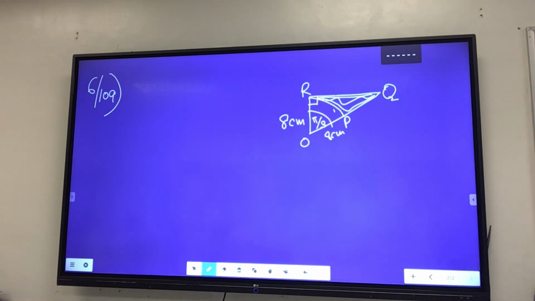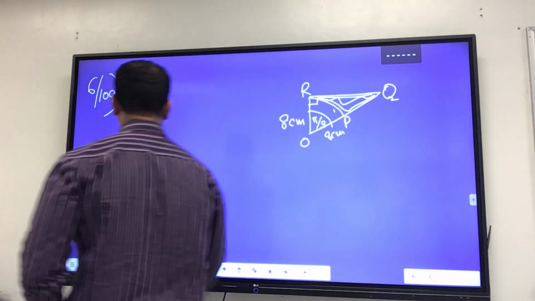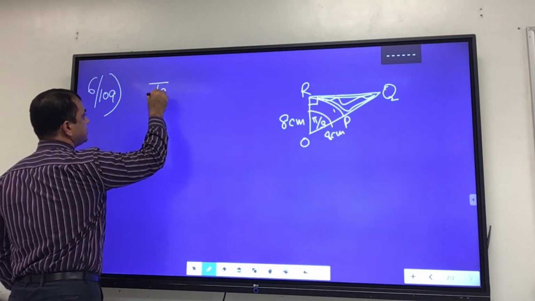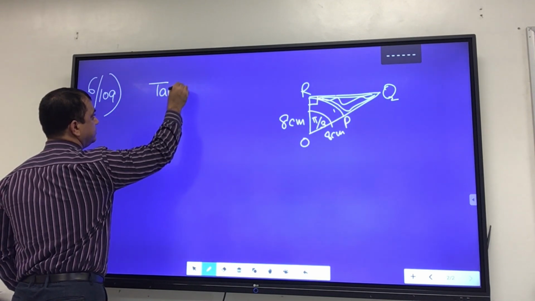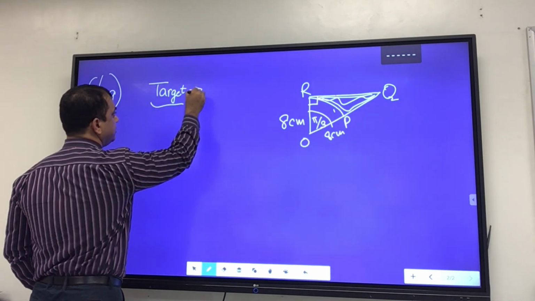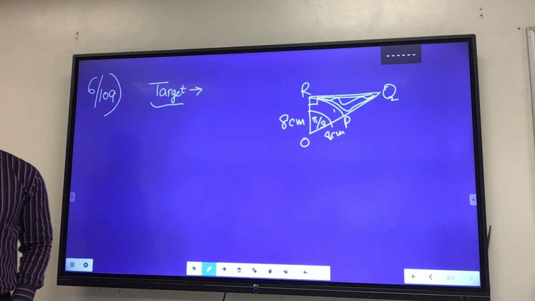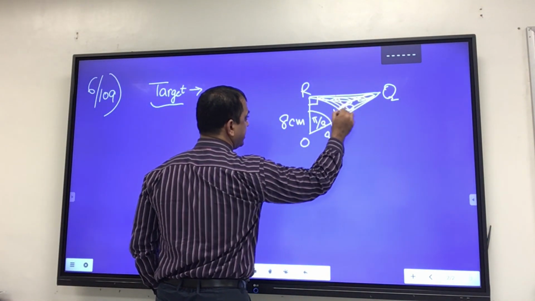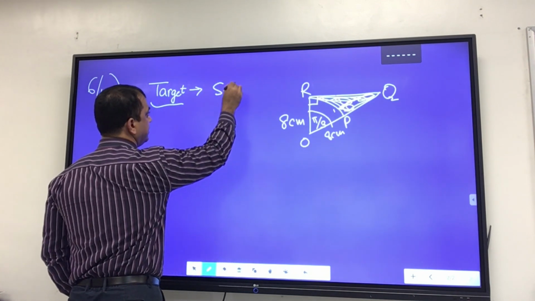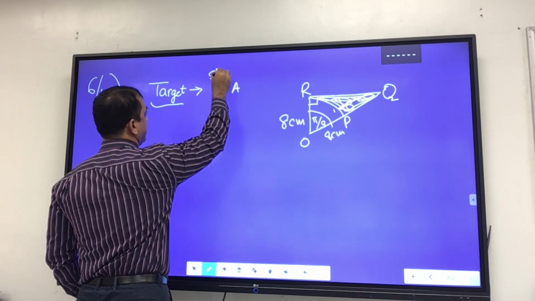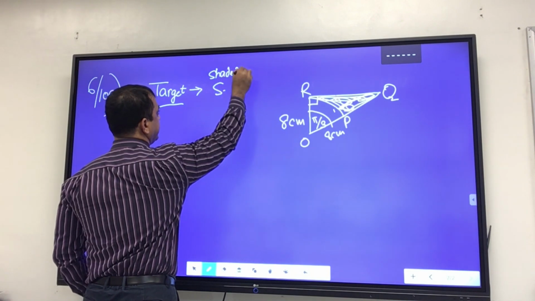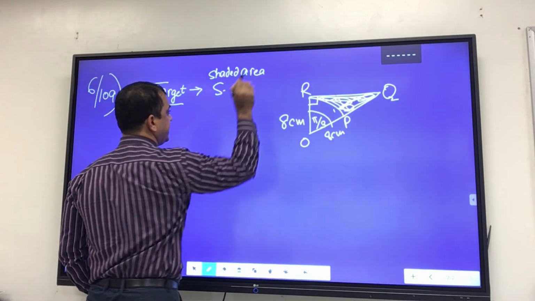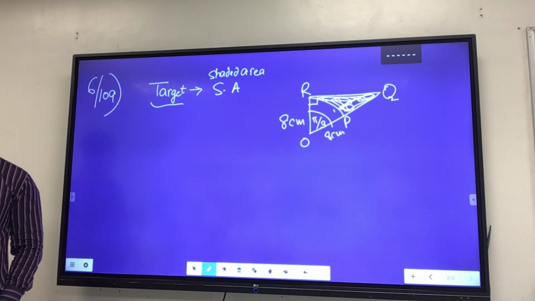So what is the target? The target in this question is, what we need to find while solving this question, what we are trying to do? We are trying to find this shaded region area. I can say this as S.A., which means shaded area. That's it. We have to find the shaded area in this question.